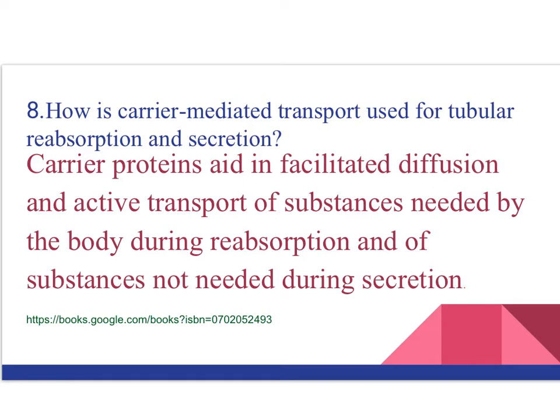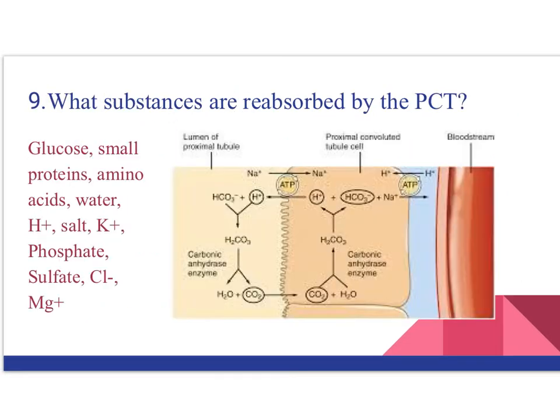We don't have carrier proteins that will reclaim items our body doesn't need, so those items will just float on by. Your body will reabsorb items that your body needs. So those would be glucose for energy, small proteins if they happen to fit through in the filtrate to begin with. Amino acids are used to make proteins. We're going to reclaim water, hydrogen ions, salt, potassium ions, phosphate, sulfate, chloride, magnesium. So a lot of those ions our bodies will use, remember we call them electrolytes.